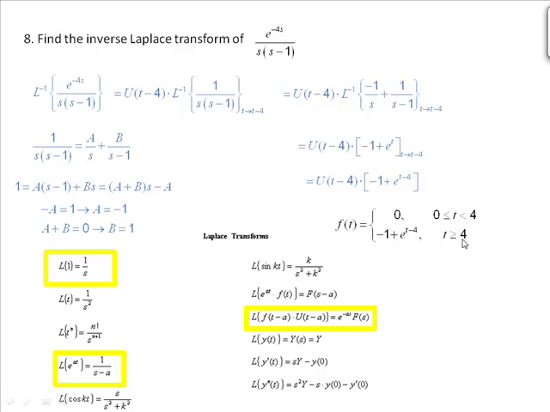And then when t is 4, this value becomes a 1. And so you get what I have in brackets, negative 1 plus e to the t minus 4. So here's the answer written using unit step functions. Here's the answer written using a piecewise defined function.